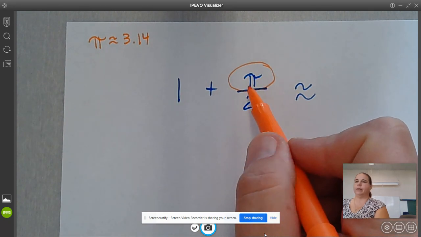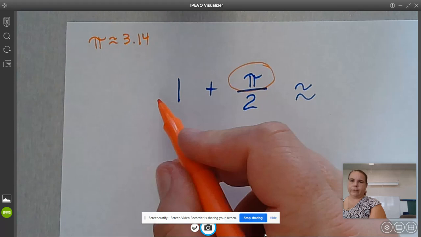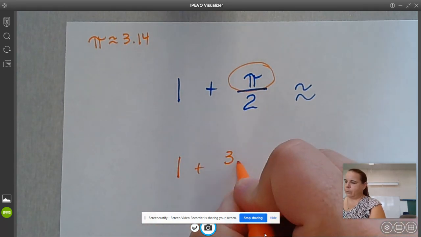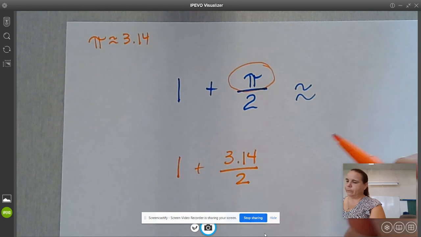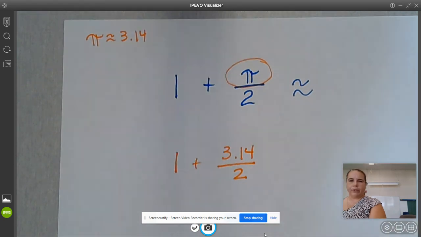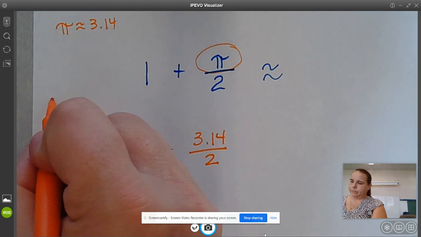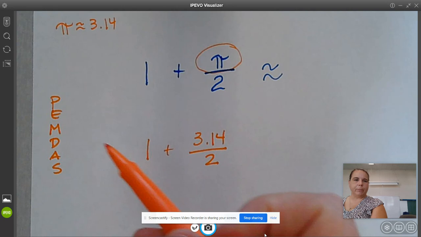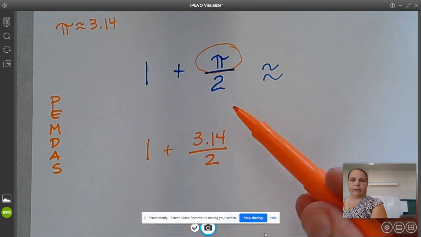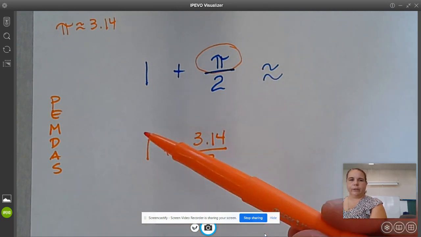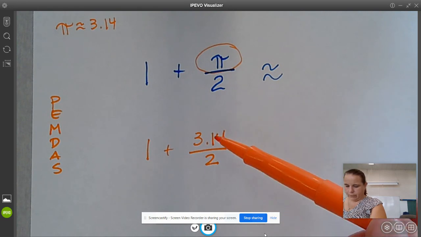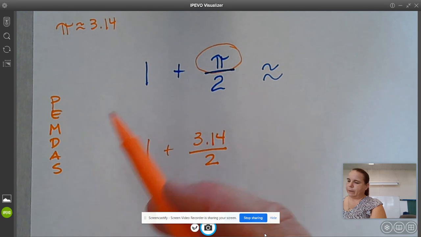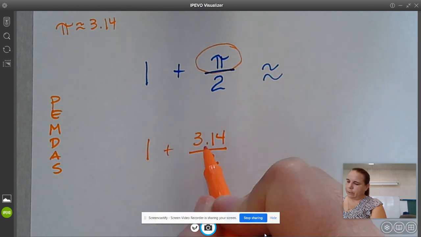It's not exact. Pi is an exact number, even though it never ends, it never terminates, right? So we're going to say this is 1 plus 3.14 over 2. Now, order of operations, right? PEMDAS. So we need to think about that. Parentheses, exponents. So there's no exponents in here. A square root is considered a type of exponent. But, right, then multiply and divide. Well, actually, right, this is division.